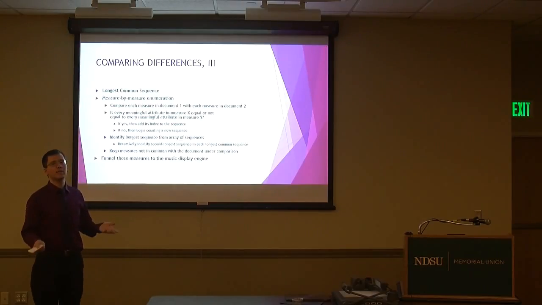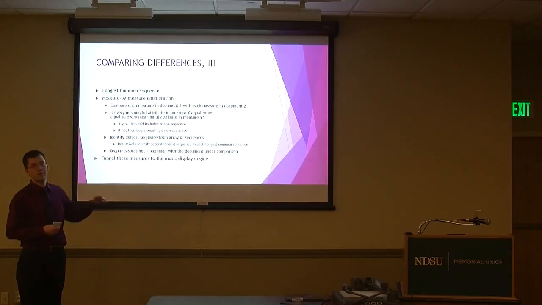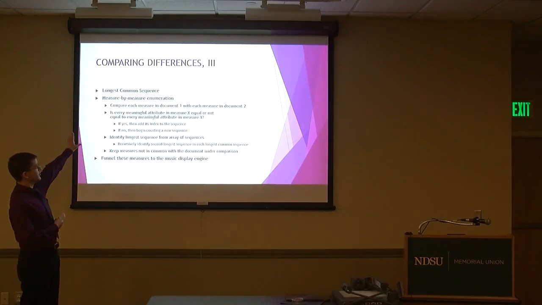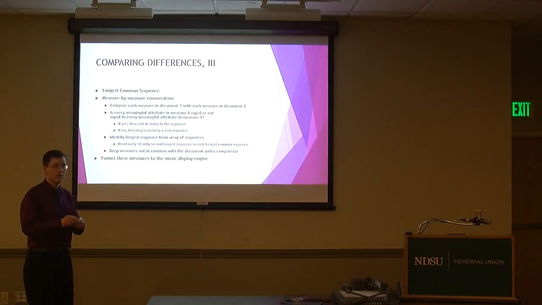So what we arrived at is basically a measure by measure enumeration of each of the elements of interest that I mentioned in the previous slide. What that basically does is it compares every measure in one document with every measure in the second document. It identifies if every meaningful attribute, excluding formatting data, in the one measure in the one document is equal or not to every meaningful attribute in the first measure in the second document, and so on and so forth.